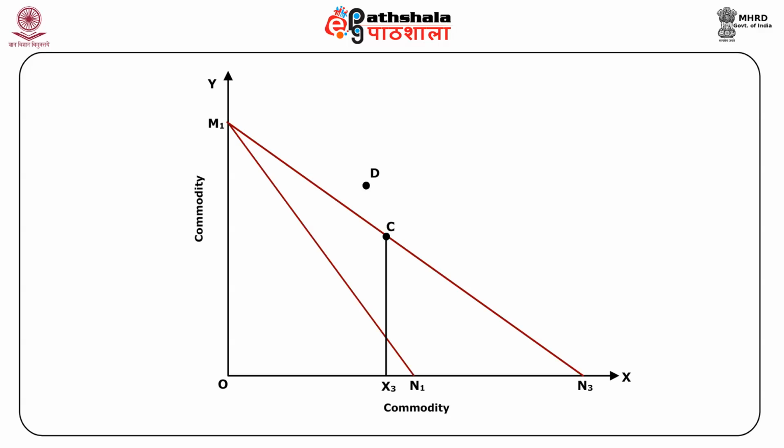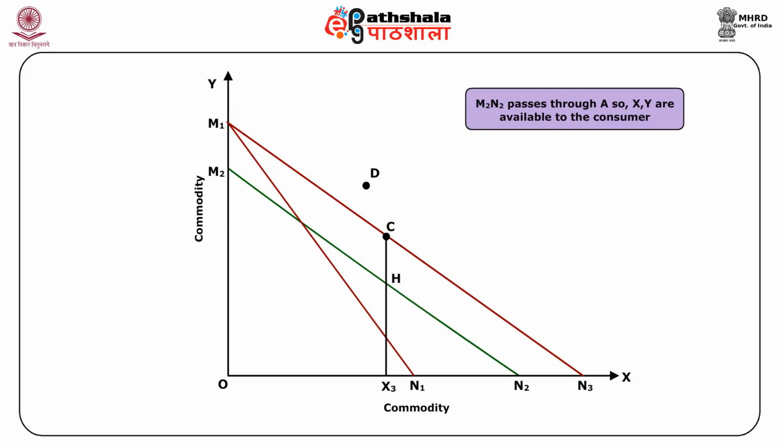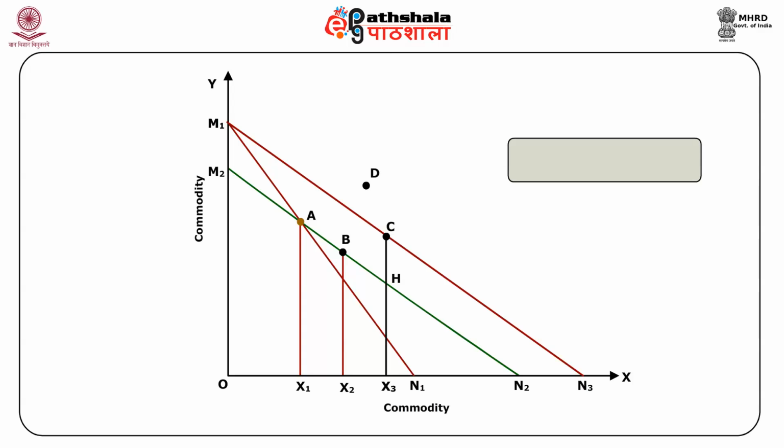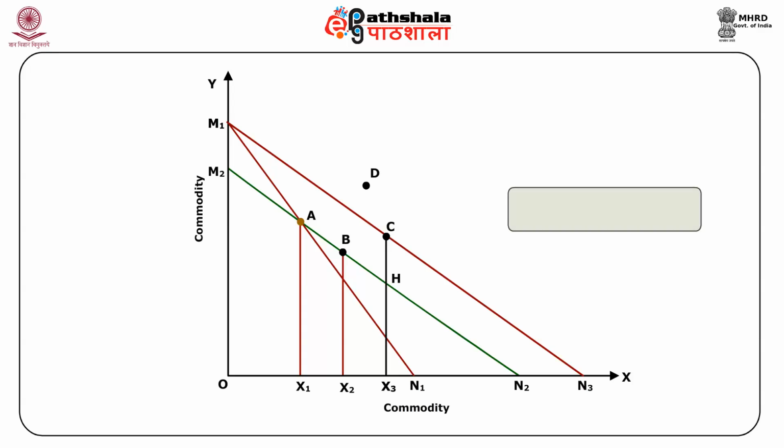Since the new budget line M2N2 passes through point A, it means that the combination of X and Y is still available to the consumer. Now the consumer's response to the change in the price of X could be taken as the bundle which he chooses on this M2N2 budget line. As seen in the above diagram, the consumer will not choose any bundle lying between M2 and A, as all these bundles are inferior to him.